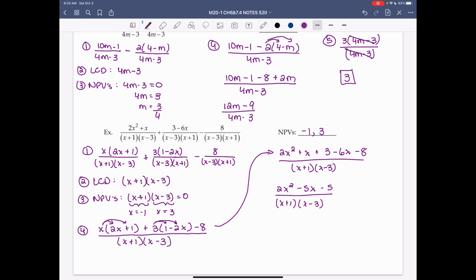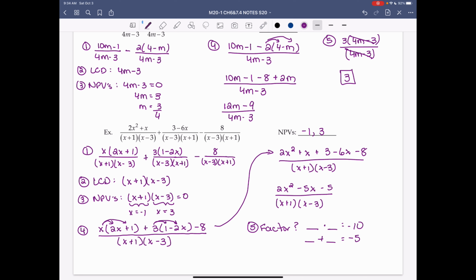Step 5 is to factor. So can we factor 2x squared minus 5x minus 5? Well, it is a complex trinomial since we can't factor out the 2. So we would need to multiply 2 times negative 5, which is negative 10. And then we want two numbers that multiply to negative 10 and add to give us the b value, which is negative 5.